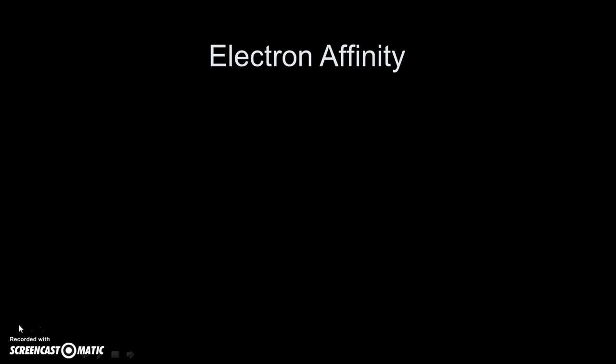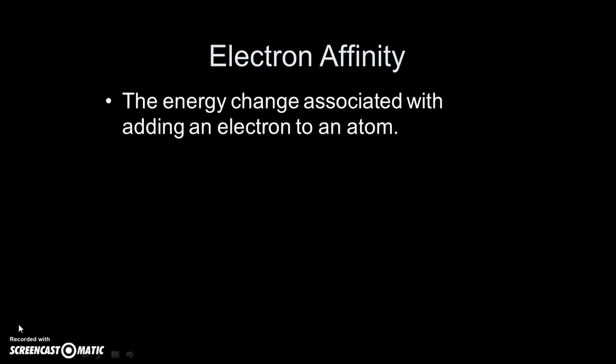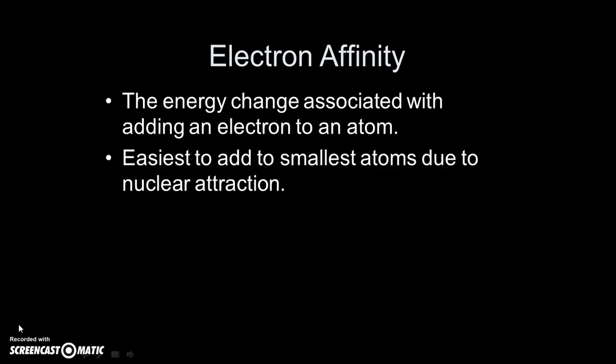The next trend we're going to look at is called electron affinity. And the word affinity generally means to like or love something. And so this is a measure of how much an atom likes electrons. And it's technically the energy change associated with adding an electron to an atom. So if an atom likes electrons, it's going to have a high electron affinity. If it doesn't like electrons, it's going to have a very low electron affinity. Nonmetals generally have a high electron affinity because they are smaller atoms. And it's easier to add electrons to smaller atoms because they're more attracted to the nucleus.